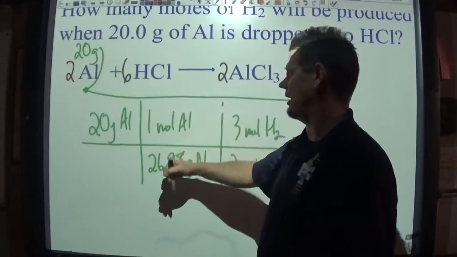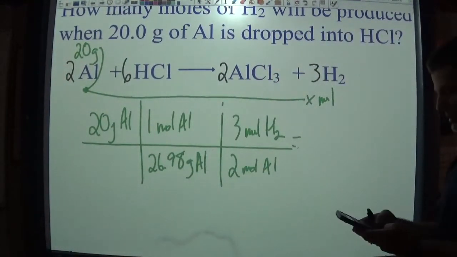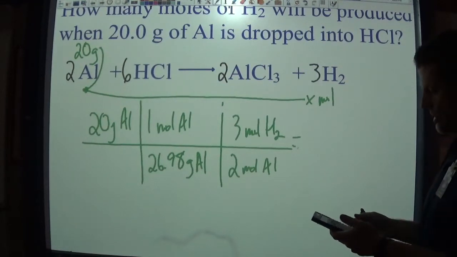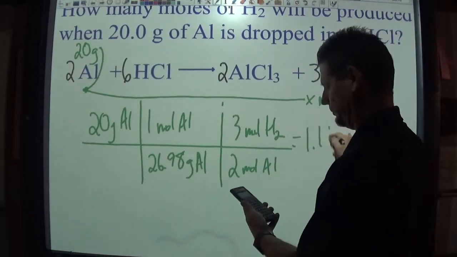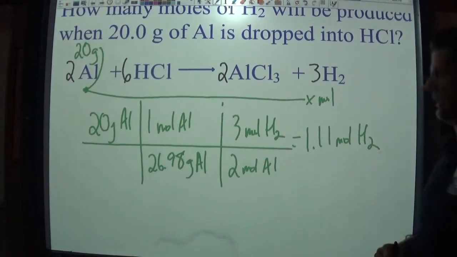20 times 1 divided by 26.98 times 3 divided by 2. I've got a calculator right here. 20 times 1, 20 divided by 26.98 times 3 divided by 2, and I get 1.11. And this is now moles of hydrogen gas.